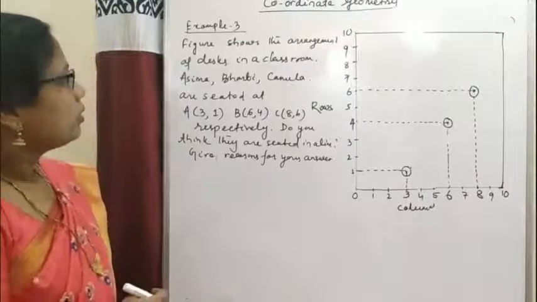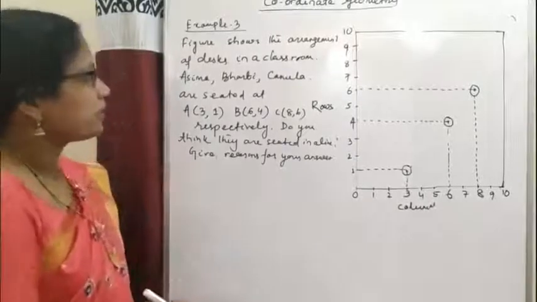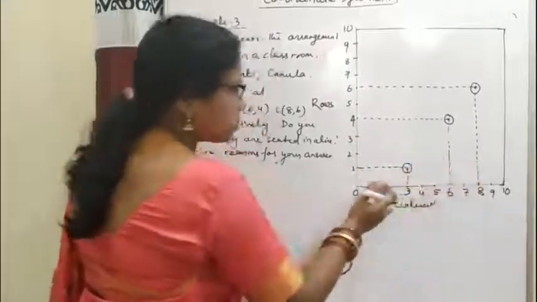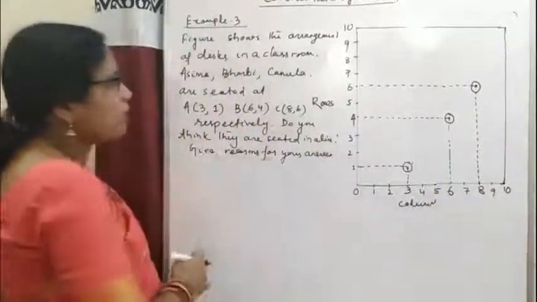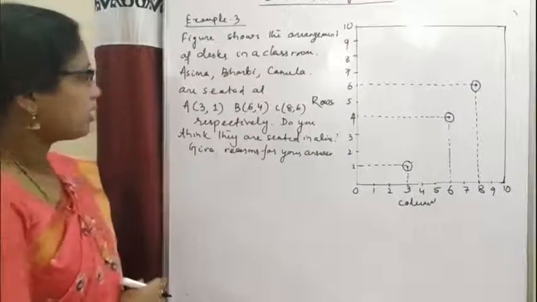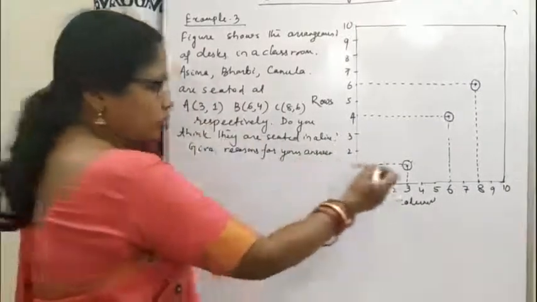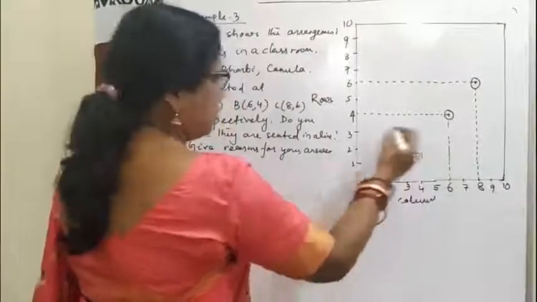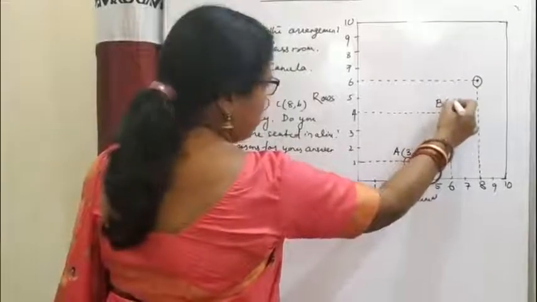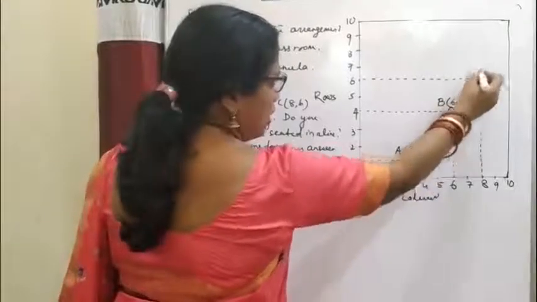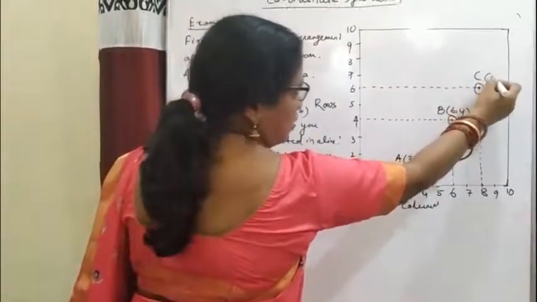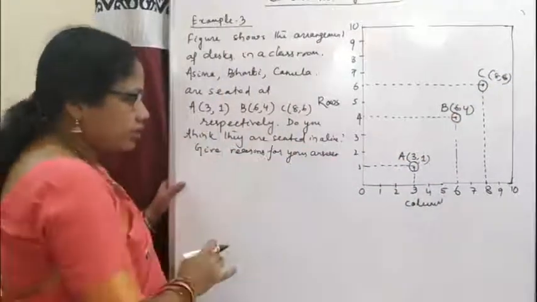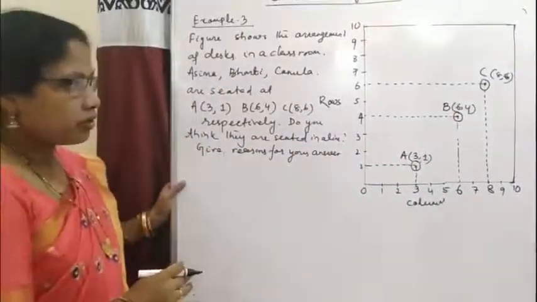Next example. This figure shows the arrangement of desks in a classroom. So this is the column of the desk and this is the row. Asima, Bharati and Kamala are seated at a point. So here Asima is seated at A (3, 1). This is Bharati, B (6, 4), and this is Kamala at (8, 6). So do you think they are seated in a line? Give reasons for your answer.